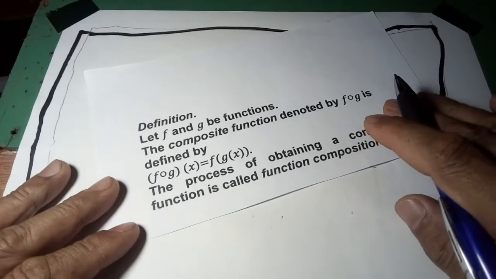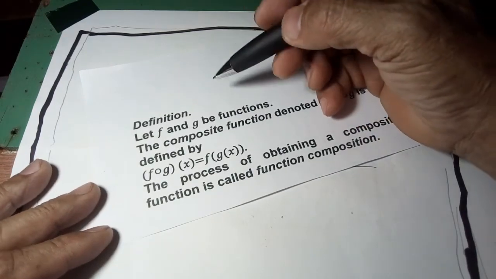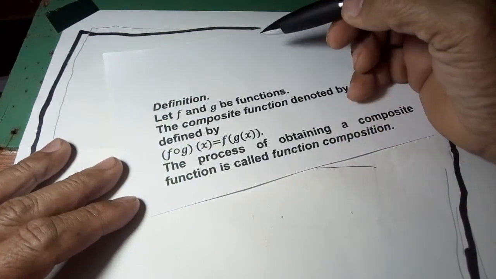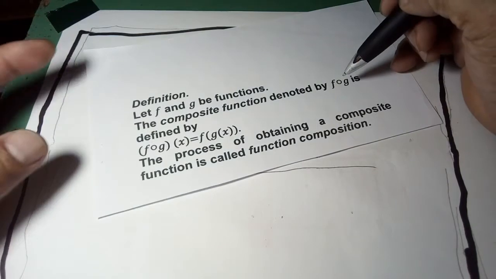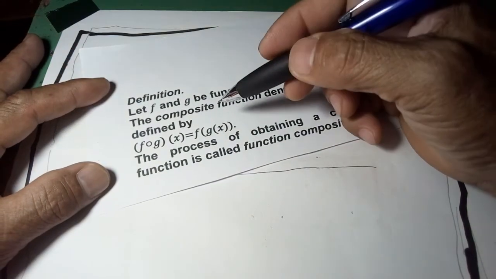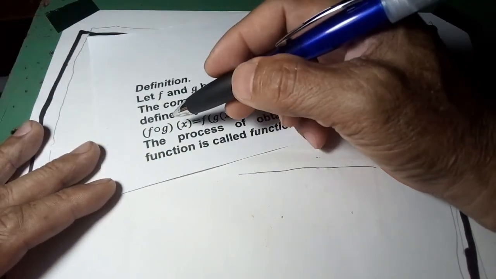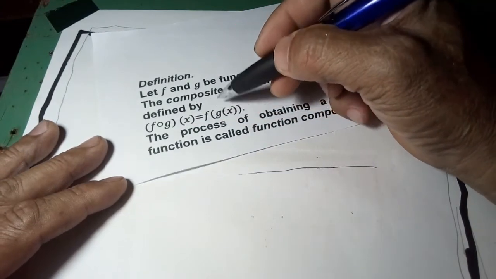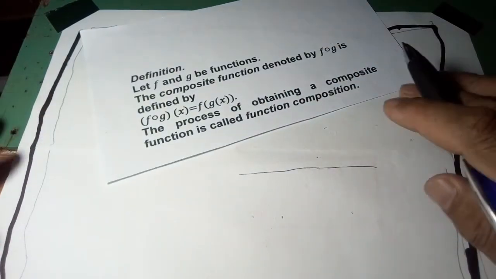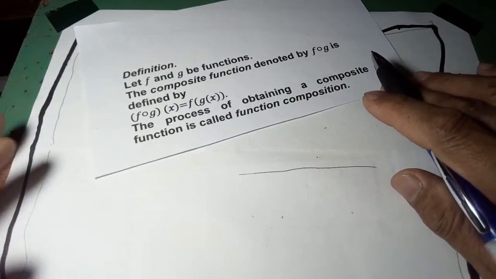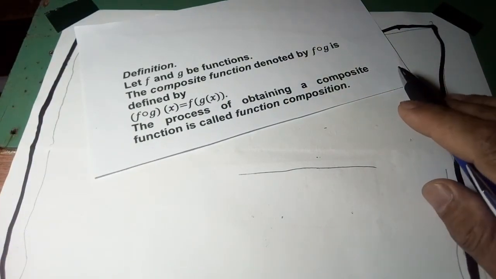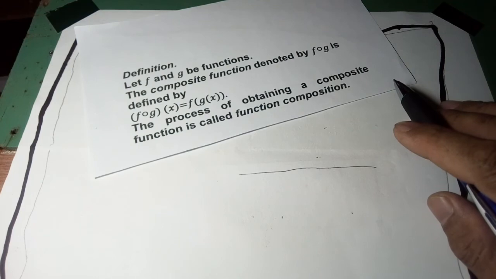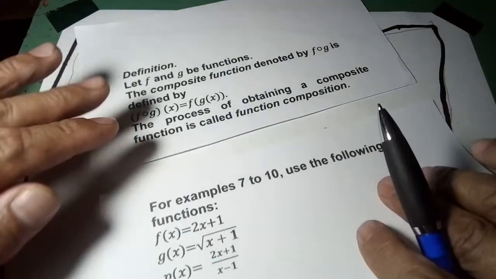Okay, composition of functions. So our definition: let f and g be functions. The composite function denoted by f circle g is defined by f circle g, or f compose g of x, is equal to f of g of x. So the process of obtaining a composite function is called function composition. So let us have some examples.